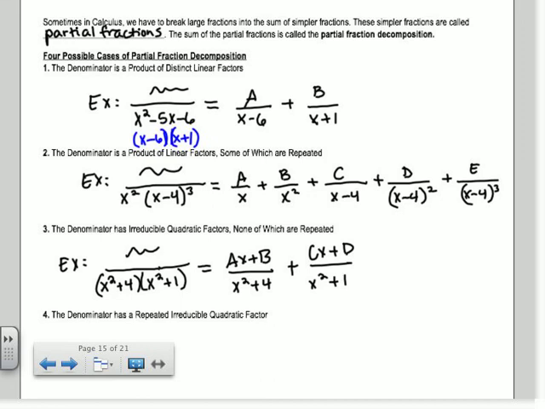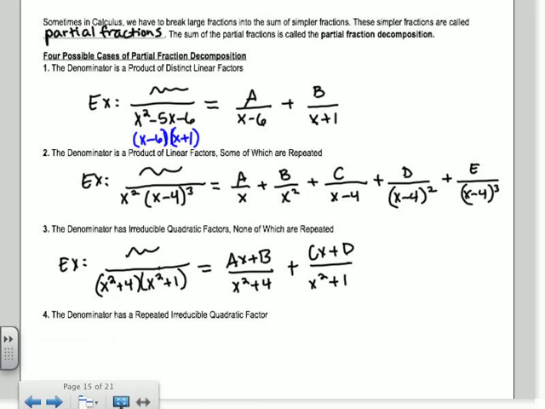This is the setups. 4 possibilities. Okay, denominator has a repeated irreducible quadratic factor. So if I had x squared plus 1 squared, what do you guys think you would do for that one?